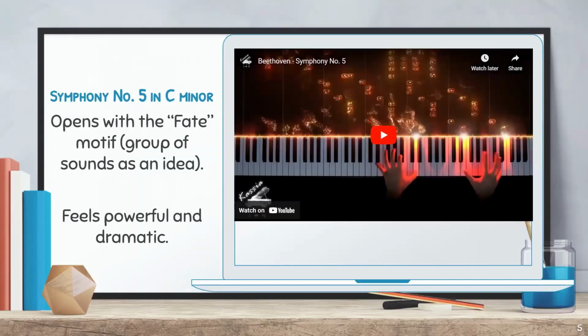So this is just part of his Symphony No. 5 in C minor. It opens with the Fate motif, which is just a group of sounds as an idea, as a motif. And the Fate motif, just see if you recognize it. It's probably going to feel a little powerful and pretty dramatic.